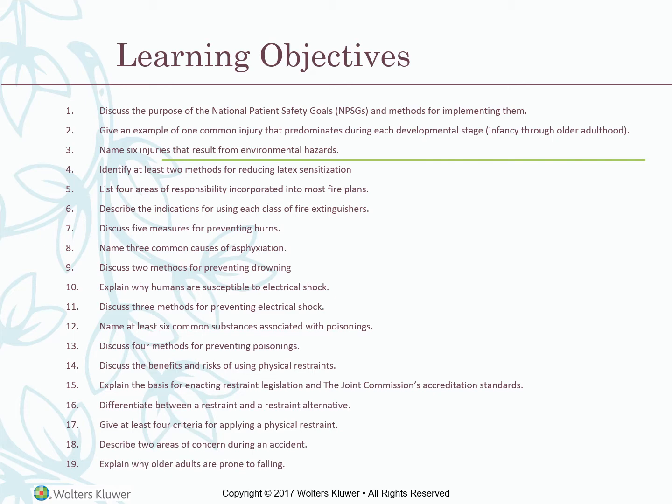Explain the basis for enacting restraint legislation and the Joint Commission's accreditation standards. Differentiate between a restraint and a restraint alternative. Give at least 4 criteria for applying a physical restraint. Describe 2 areas of concern during an accident. Explain why older adults are prone to falling.